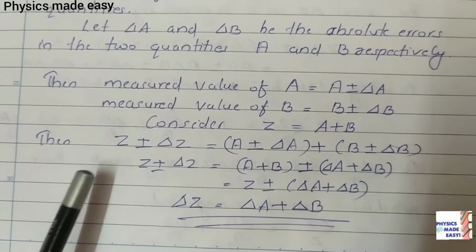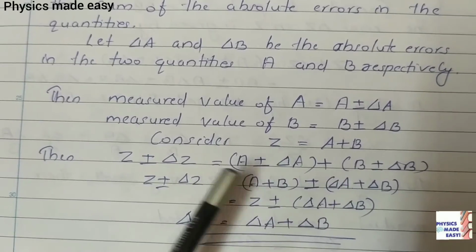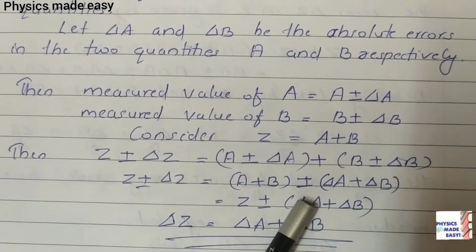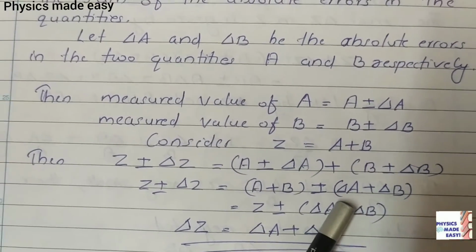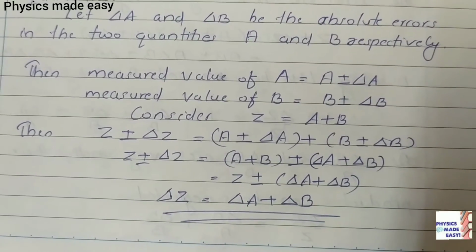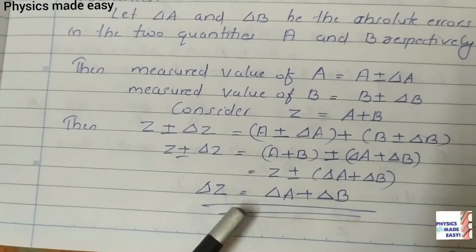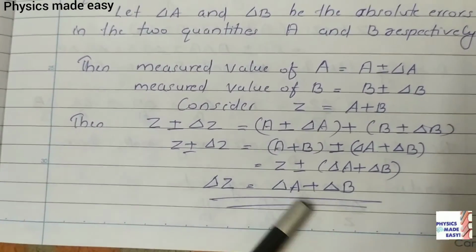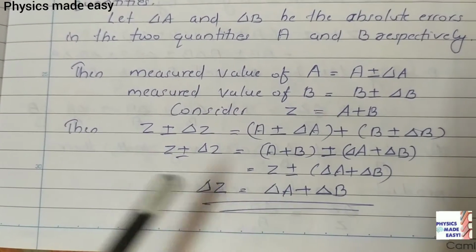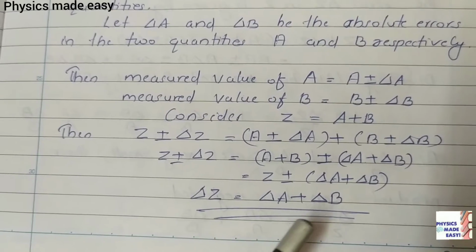So z plus or minus delta z is equal to a plus or minus delta a plus b plus or minus delta b. We can combine a and b together, then a plus b plus or minus in bracket delta a plus delta b. Now we can write a plus b as z, so z plus or minus in bracket delta a plus delta b. So delta z is equal to delta a plus delta b.